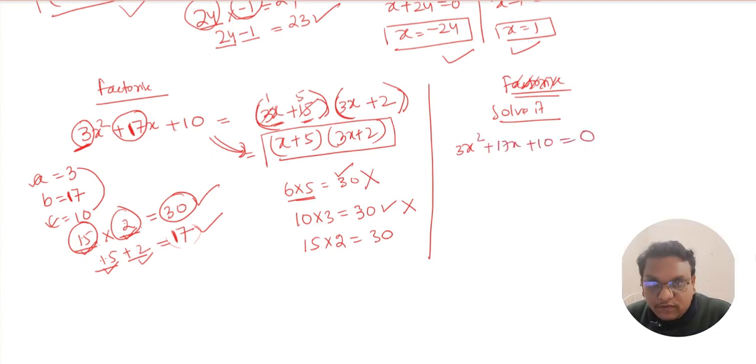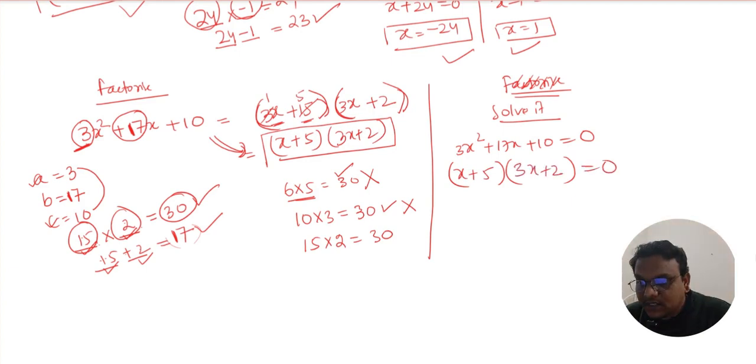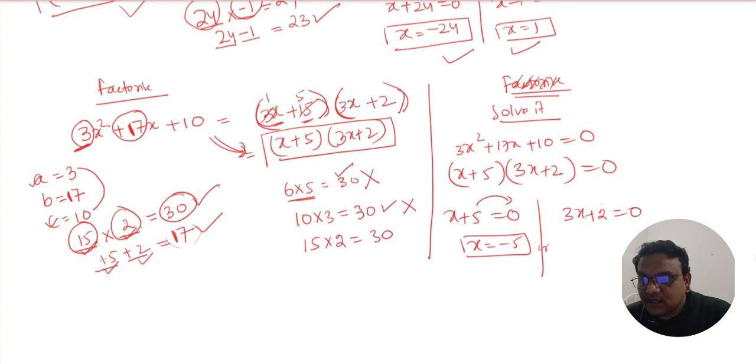Solve it, right? Your first step is, you have to factorize this first. So that is x plus 5 times 3x plus 2, which is equal to 0. After doing this, make each factor individually 0. So x plus 5 is equal to 0 and 3x plus 2 is equal to 0. Rearrange it. So x equal to negative 5, or when you rearrange this, 3x equal to negative 2 and x equal to negative 2 over 3. See, we got two answers.